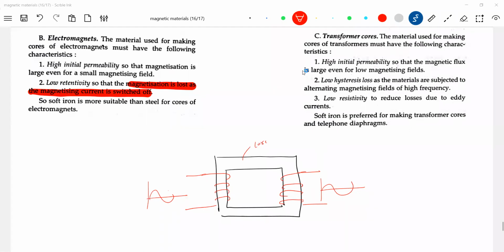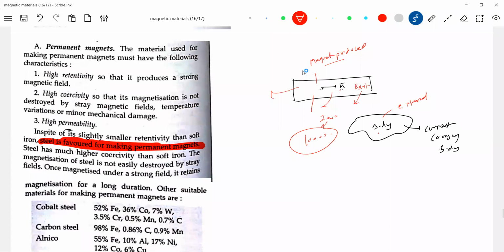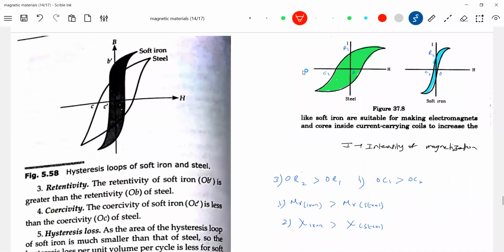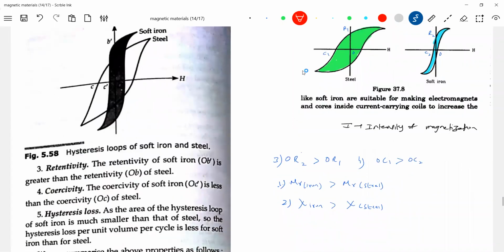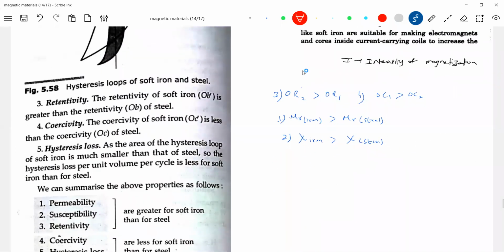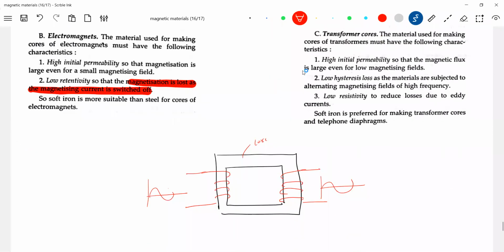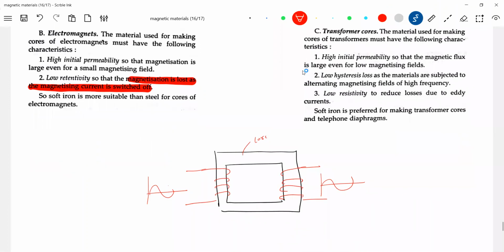Retentivity of which one is more? I think it should be steel. I'll go for steel for electromagnets, no?